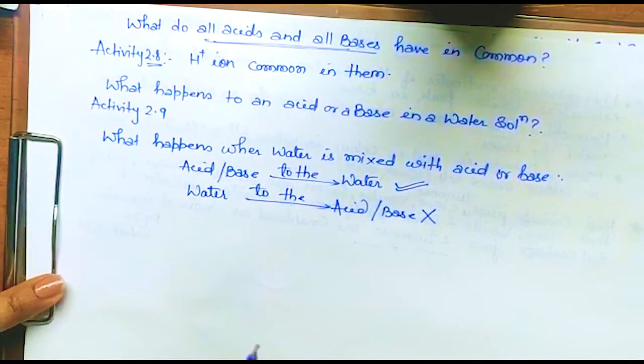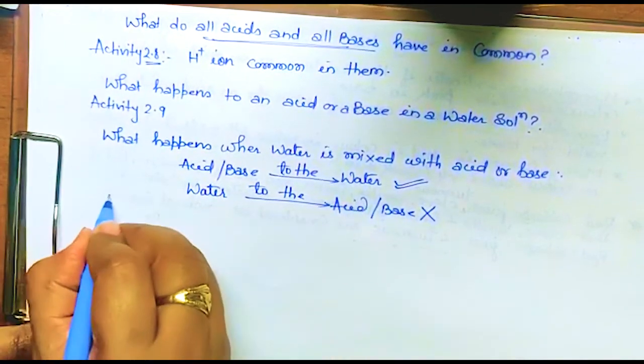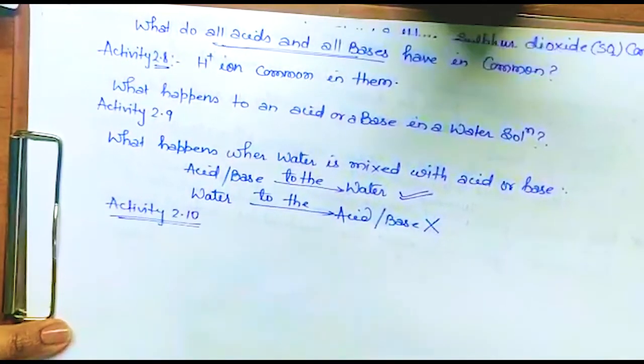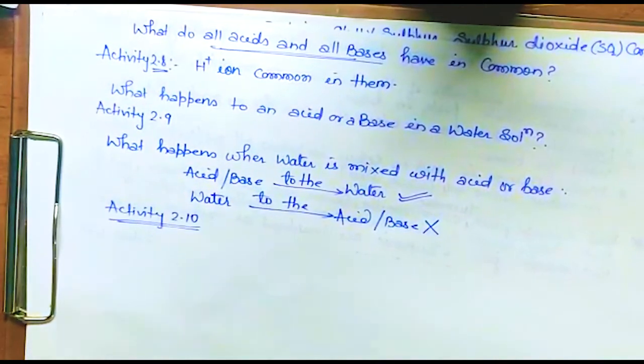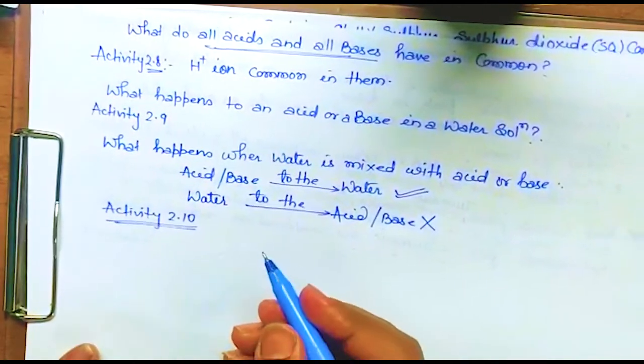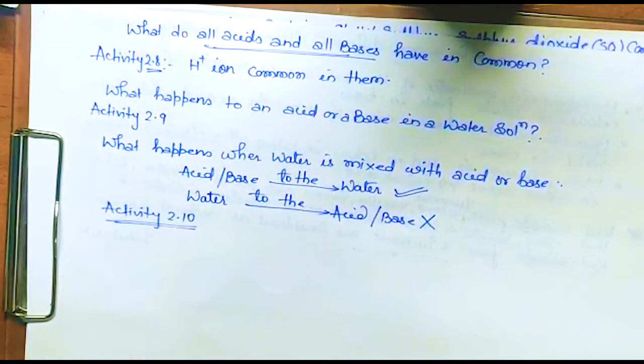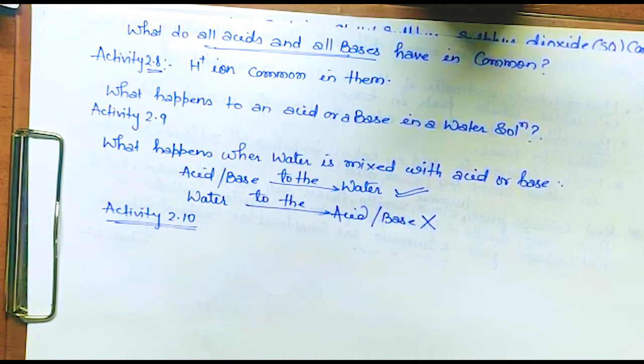So activity 2.10 is there. In this you have to write the summary, what is the finding you have to write. Just let me read this activity and I will explain it. Take 10 ml of water in a beaker, add a few drops of concentrated H2SO4 to it, swirl the beaker slowly, touch the base of the beaker. What will happen? Acid and water reaction is highly exothermic, so the bottom of the beaker will be what?